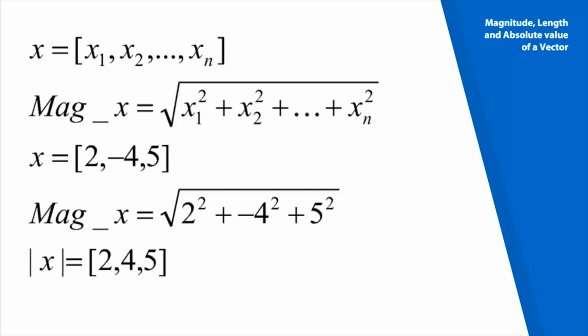When we talk about magnitude, we are saying it is a scalar value with value as square root of sum of squares of each element. That is, magnitude of x is equal to square root of x1 square plus x2 square plus so on plus xn square. When we talk about the absolute value of this vector, basically it is the absolute value of each element of the vector. The length, magnitude and absolute value of x are computed by the functions length of x, norm of x and abs of x respectively.